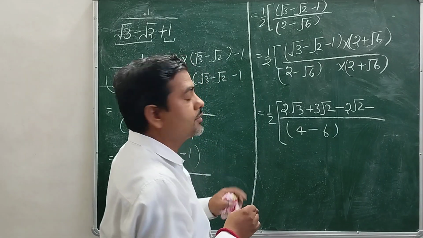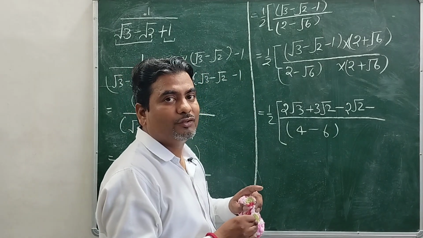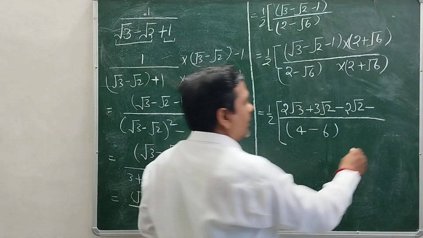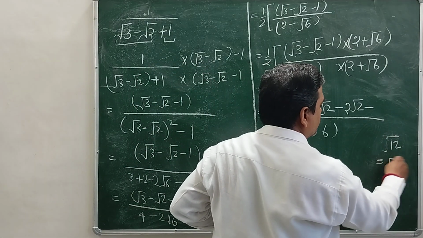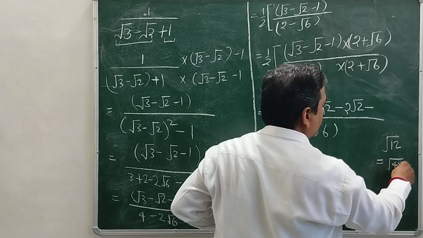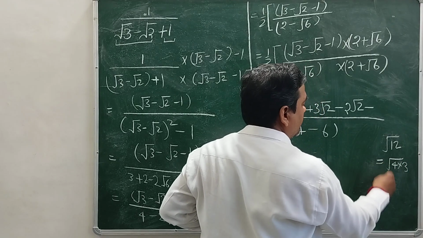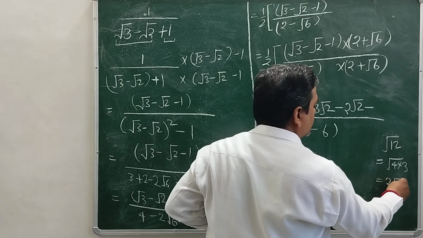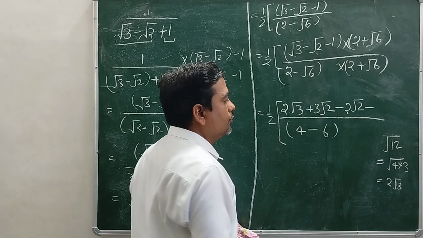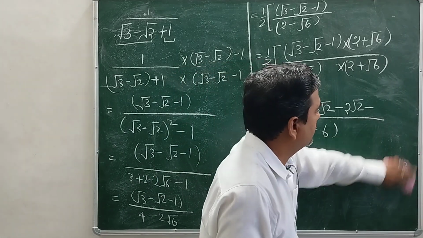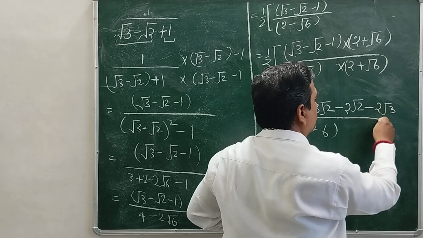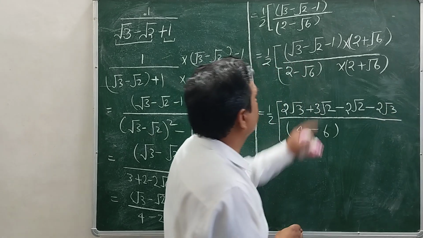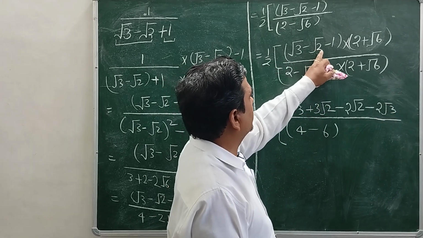Again root 12 is what? 4 into 3 inside the square root. 4 is a perfect square. Like this one, root 12 we can write as 4 into 3. 4 is a perfect square, we take it out. That is 2 root 3. So in place of root 12 we can write 2 root 3. So we write here 2 root 3. Okay. So now root 2 is over here.